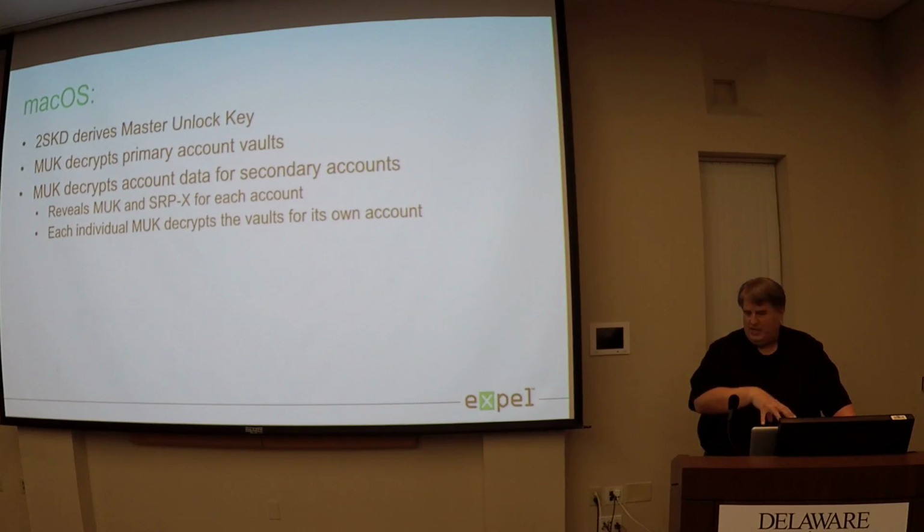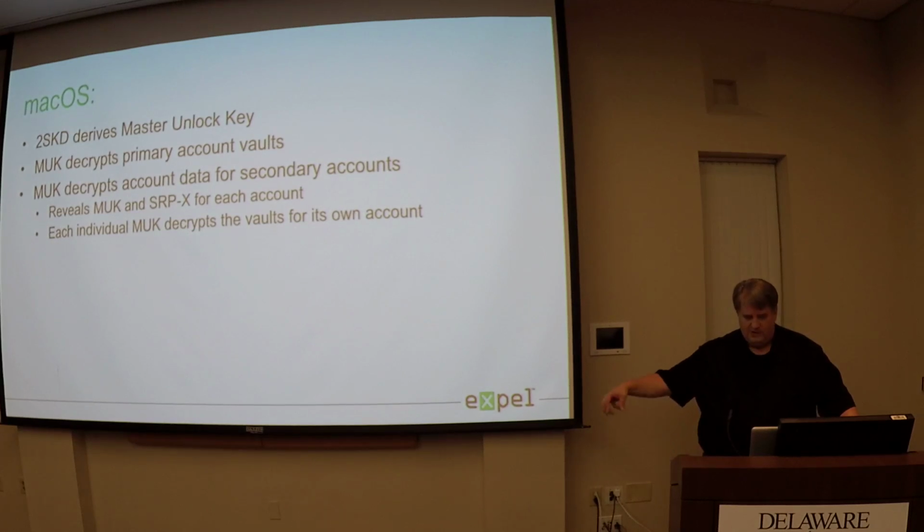So in another accounts table, there's a line for this account, a line for that account, a line for the other account. All those are encrypted with the MUK for the primary. Once you decrypt that, you get the master key for those second accounts and the SRP key. So now those second accounts can reach out to the server, pull down updated versions of the vault. They've got the master key, they can unlock the key sets, get to the data.